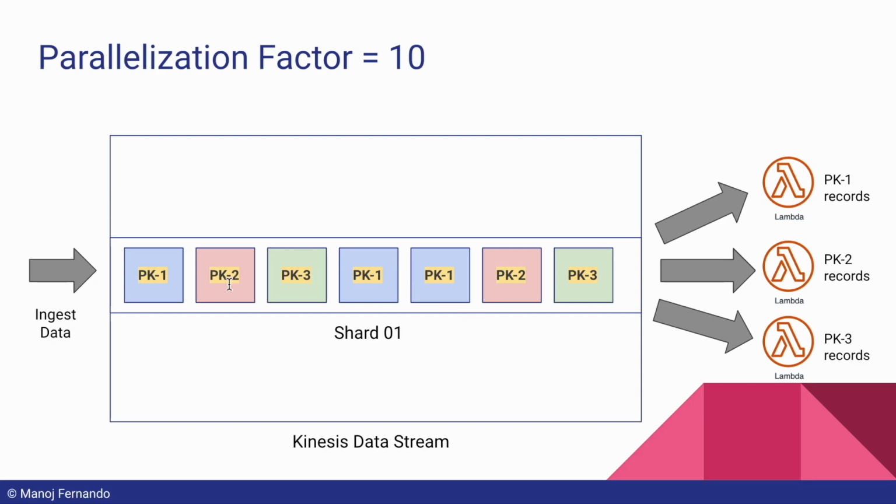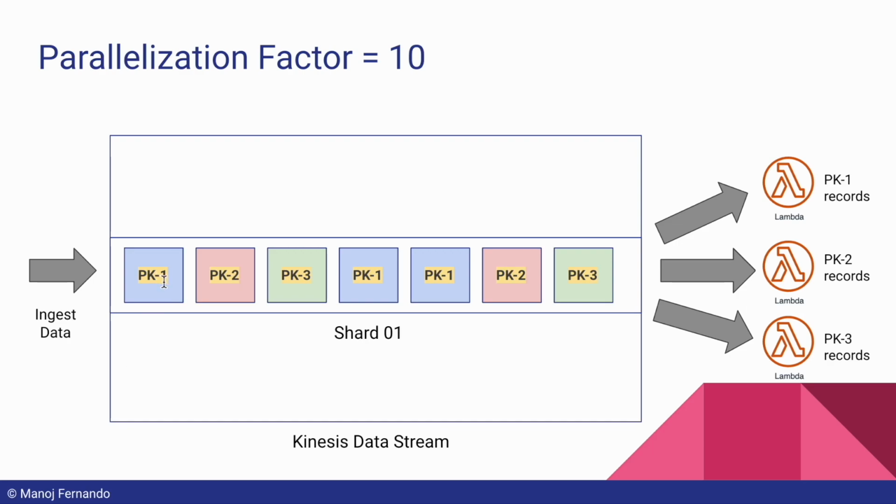Now we already know that when we add items to a shard, these items will be processed in a sequential order. But what happens when they are processed in parallel? How does Kinesis maintain that ordered processing? So in that case, order is preserved within a partition key. So what does that mean?